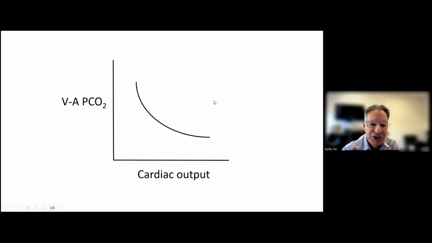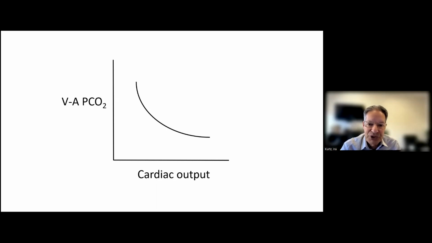The other historic point, which we don't use anymore for many, many years already, is that people found out that the venous minus the arterial PCO2 has a functional correlation with the cardiac output. And as the cardiac output decreases, the venous PCO2 gets higher and higher and higher compared to the arterial.